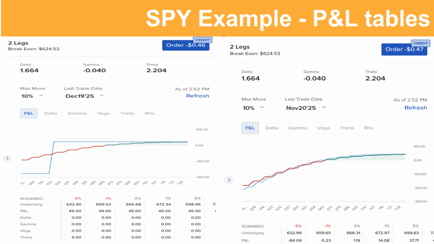This system here is automatically calculating all of your Greeks for each potential outcome, and what the potential option price will be, and your profit and loss. This is a great feature in the online brokerage platform.